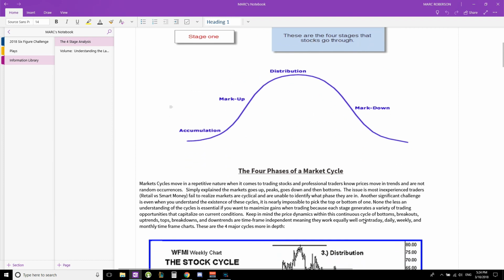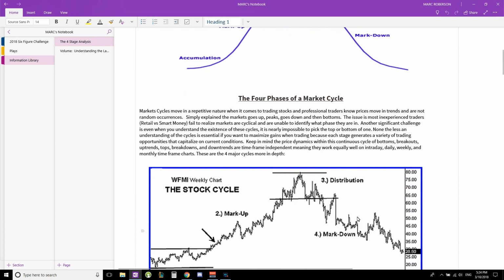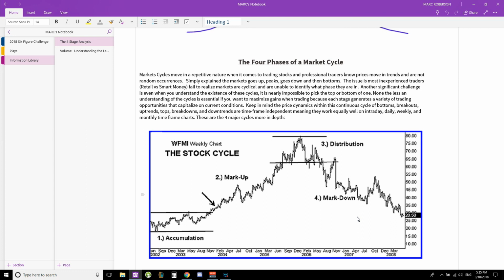So moving into it, the 4 phases of a market cycle. Market cycles move in a repetitive nature when it comes to trading stocks, and professional traders know prices move in trends and are not random occurrences. Simply explained, the market goes up, peaks, goes down, and then bottoms.